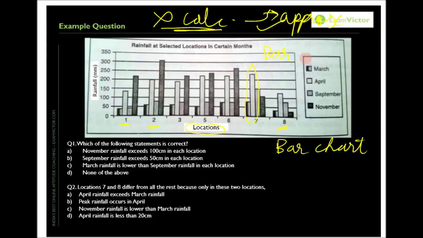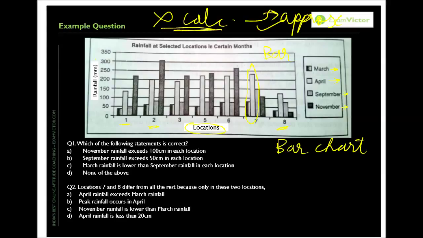There is also a legend given, so there is some color coding, and what those different bar colors mean is that there are 4 months: March, April, September and November. So there are 4 months for each location, and you are told the amount of rainfall that has fallen in that location in those 4 months. You are told the amount of rainfall in millimeters.